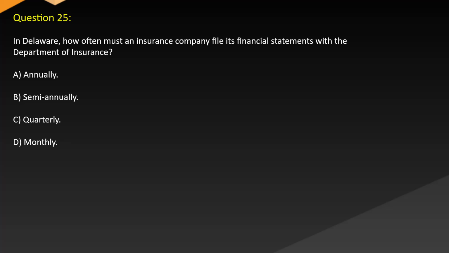Question 25. In Delaware, how often must an insurance company file its financial statements with the Department of Insurance? A. Annually. B. Semi-annually. C. Quarterly. D. Monthly.